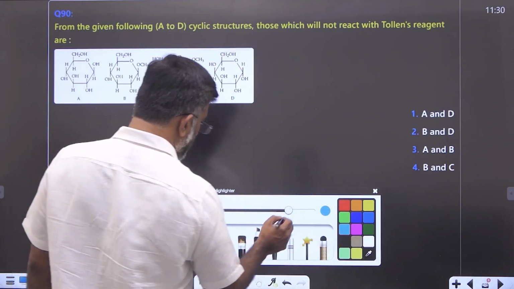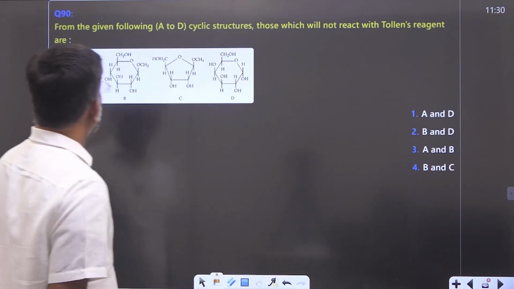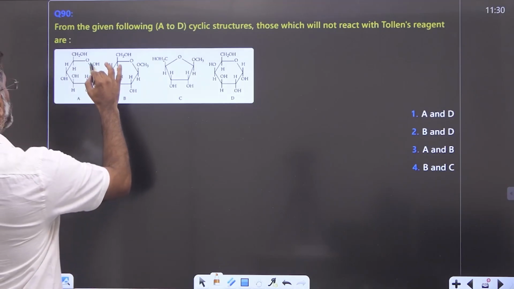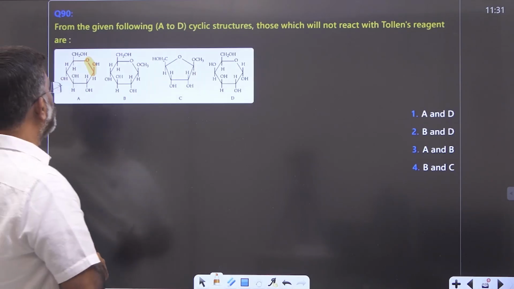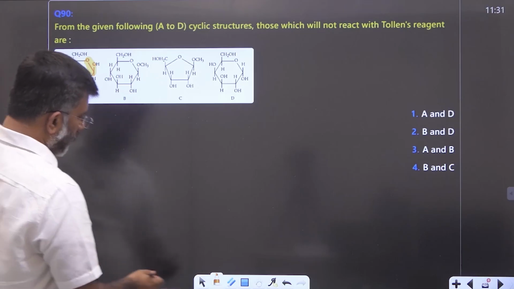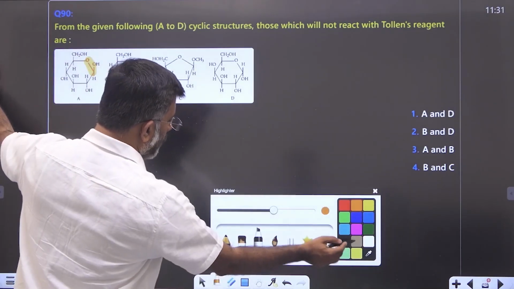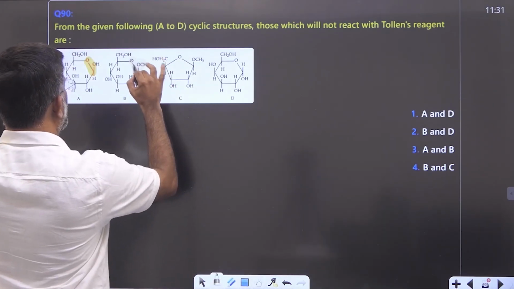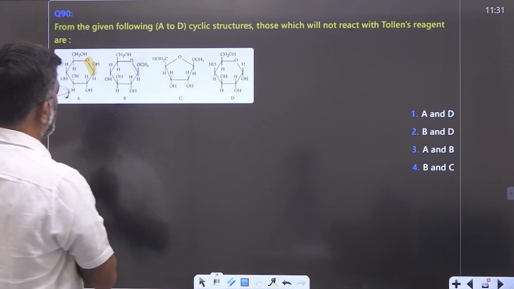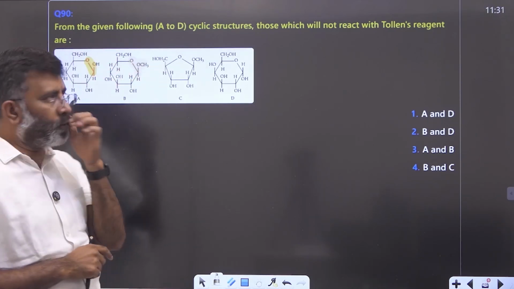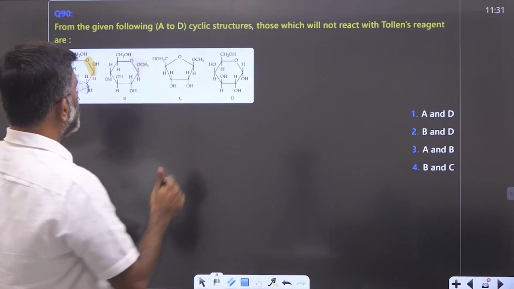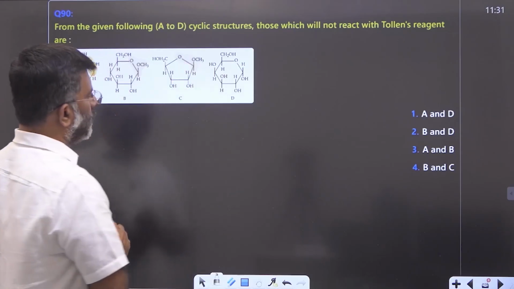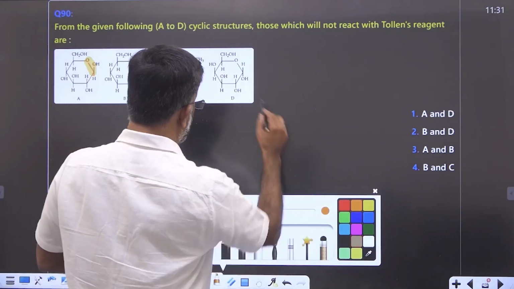Let us figure out one by one. A is a reducing sugar. This area will open up, and you will get a free functional group that acts as a reducing sugar. B will not. Please have a look at B: this is a non-reducing part. It will not open up. It will not give you a free functional group, as it is OCH3. That is a non-reducing sugar. What about C? C also is non-reducing in nature, while D is reducing in character.